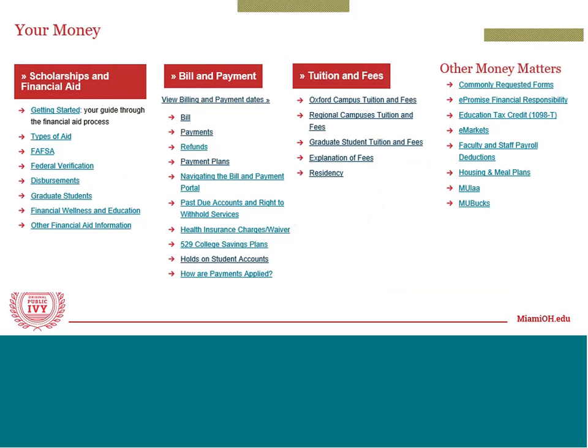From the OneStop website's homepage, you will want to select Your Money at the top of the page. Once selected, Your Money is summarized into 4 sections. We'll be focusing on the Bill and Payment section found on this page. As we continue with our webinar today, we'll refer to various links that can be found on the website.